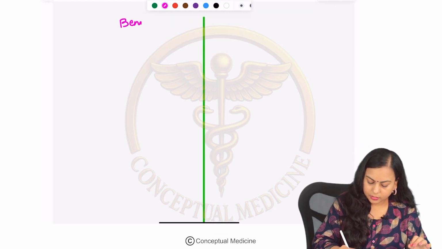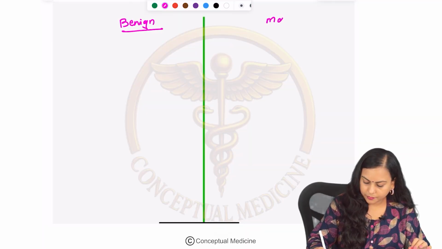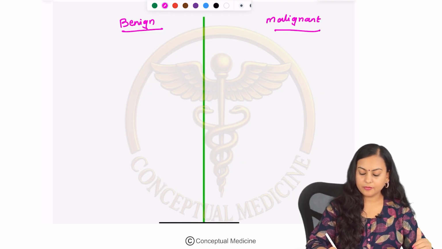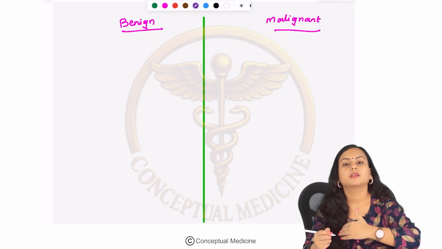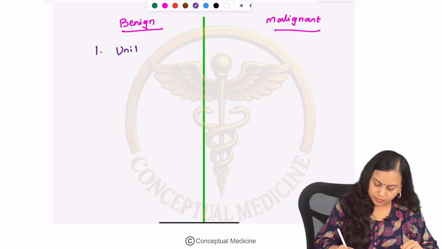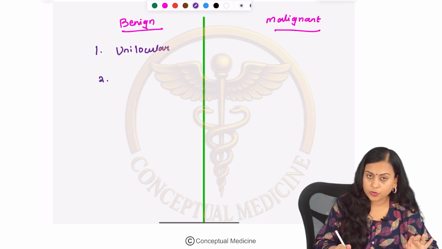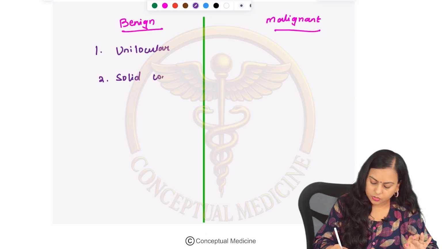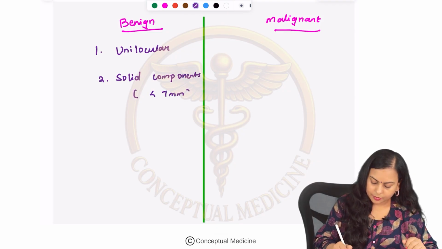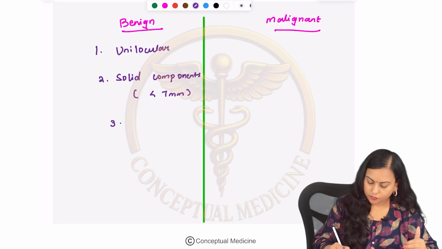We will have the benign features as well as the malignant features. Okay, so let's discuss the benign features first, so that you will be able to come up with the malignant features by yourself, right? So benign features, these are unilocular cyst usually. There is presence of solid components. Okay, it's not completely absence of solid components. Solid components can be present, but the size is going to be less, that is less than 7 millimeter. Then there is presence of acoustic shadow.